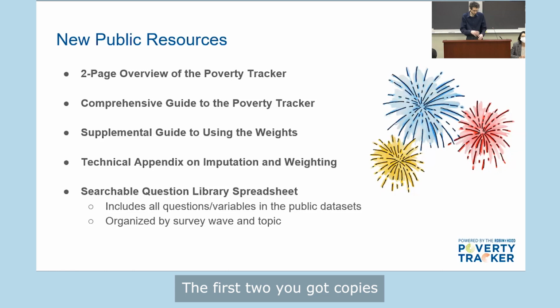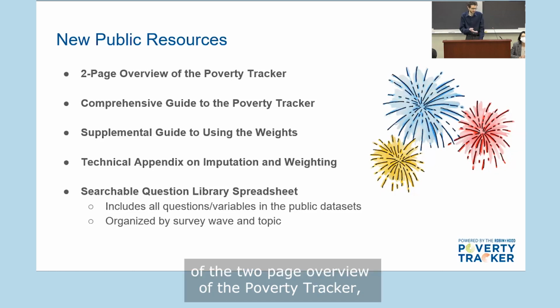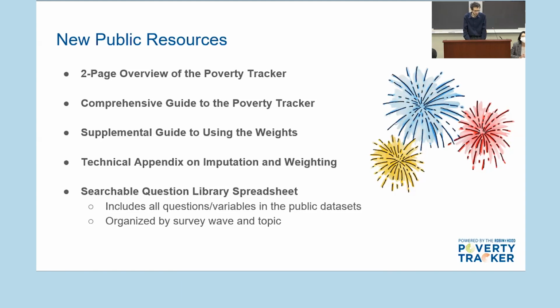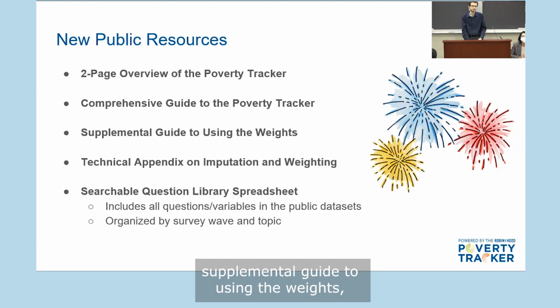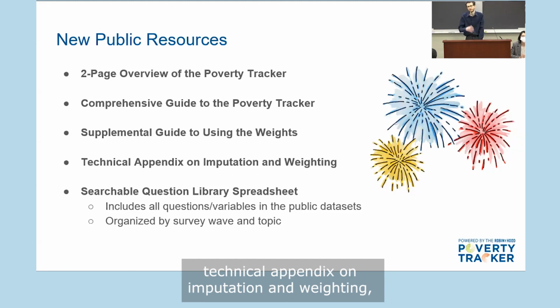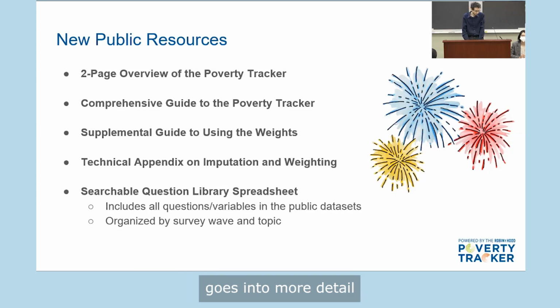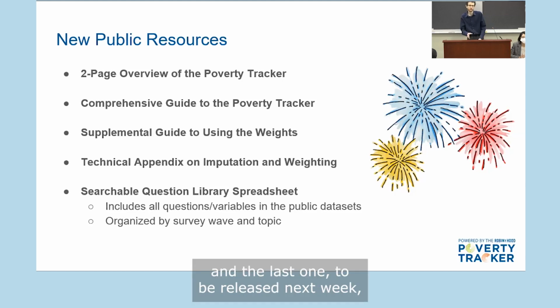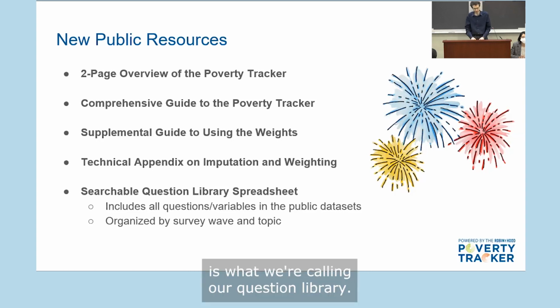So we have the first 2 you actually got copies of, the 2-page overview of the poverty tracker, then our comprehensive, 20-page guide to the study. We also have, as Yajun mentioned, a supplemental guide to using the weights. We have a technical appendix on imputation and weighting, which goes into more detail on what Yajun explained in her presentation. And then the last one, which is, again, probably going to be released next week, the most exciting one, is what we're calling our question library.